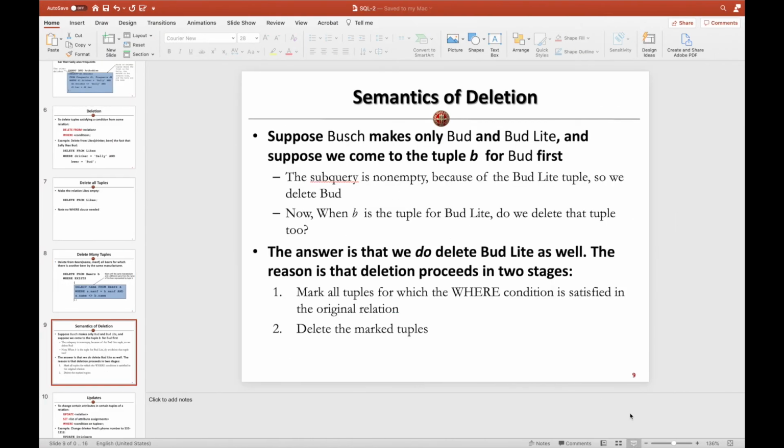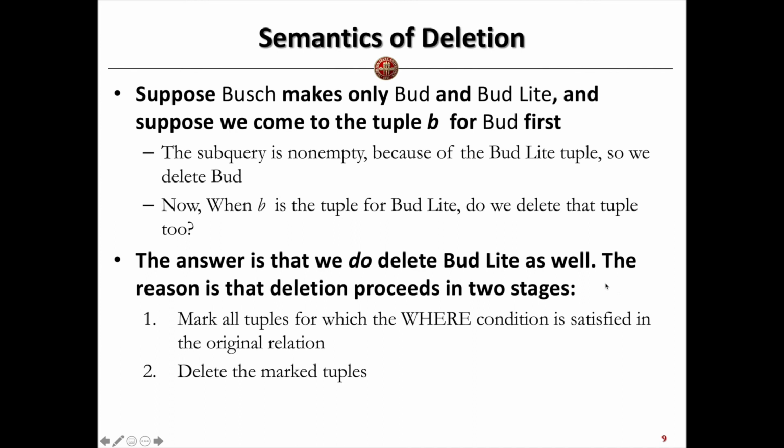So for the deletion, this is the example we just showed before. Suppose Busch makes only Bud and Bud Light, and suppose we come to the tuple for Bud first, and the subquery is not empty because we have Bud Light. So we can delete Bud. When we move to Bud Light, do we need to delete the tuple as well? The answer is yes, because the deletion actually works in two stages. We first mark all the tuples where the condition is satisfied in our original relation. We do the marking first and then delete the marked tuples.